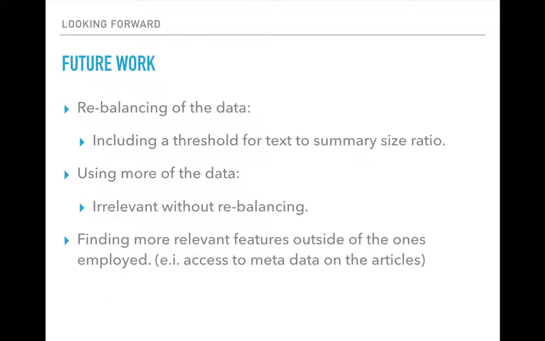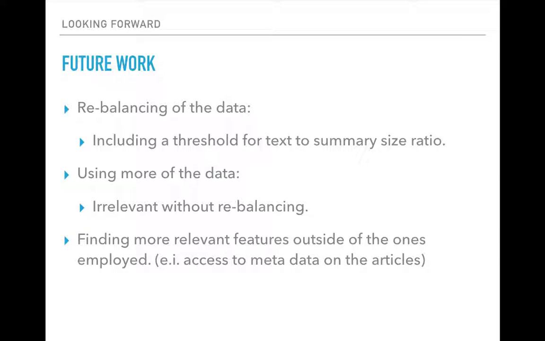To fix this, one thing that could be done is rebalancing the data. So what we think happened with the data was some of these summaries were very short compared to the articles where they came from. Thus, you end up with very large amounts of sentences labeled not relevant, and very few sentences labeled relevant. To fix this, we could include a threshold for text to summary size ratio, which would eliminate the articles that are bigger compared to their extractive summaries.